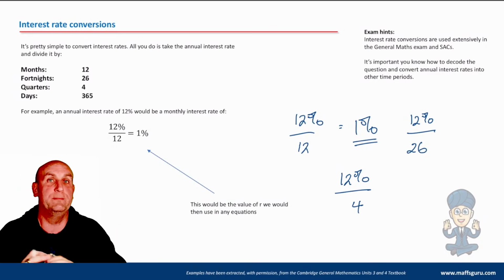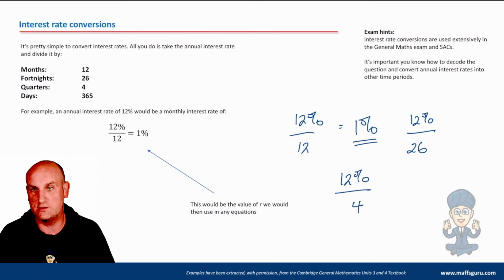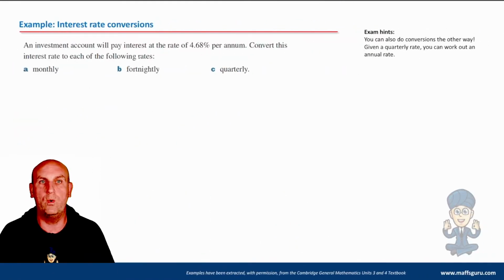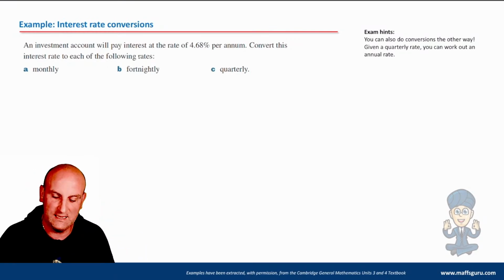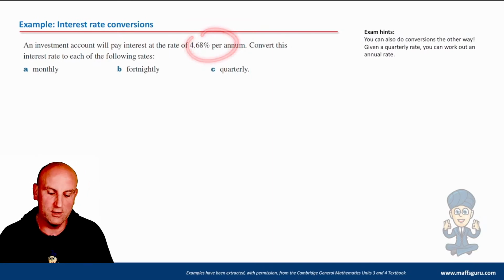Now that's going to become a pretty important skill as we work through the rest of all of this. And you're going to say, why? Well, let's do some examples. I like to do some examples just because this is a CAS-enabled course. Obviously, we can use our CAS. They're not going to give you nice numbers like 12. Here we go, 4.68% per annum. All right, convert this interest rate to each of the following rates.